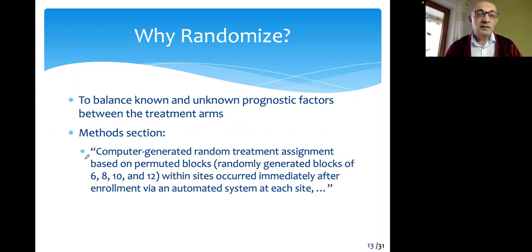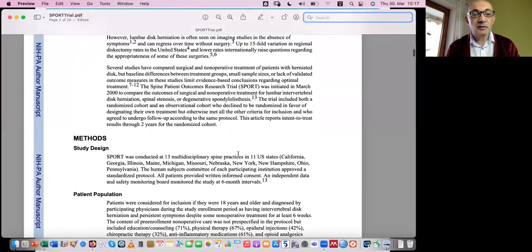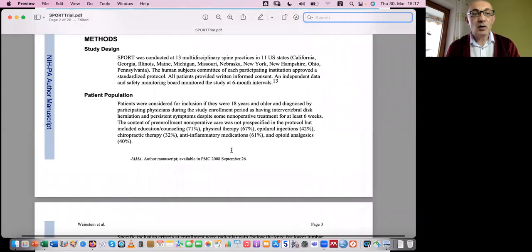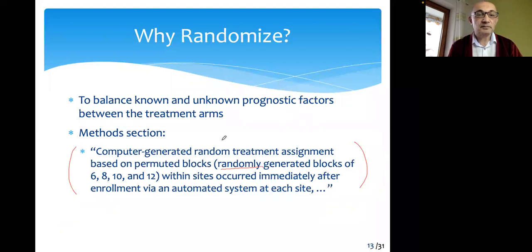What do we see if we look at the paper? If you look at this SPORT trial, in the method section, you have computer-generated random treatment assignment based on permuted blocks. So these were randomly generated groupings. If you want, you may download the article and go to the method section and have a look at how the groups were selected.